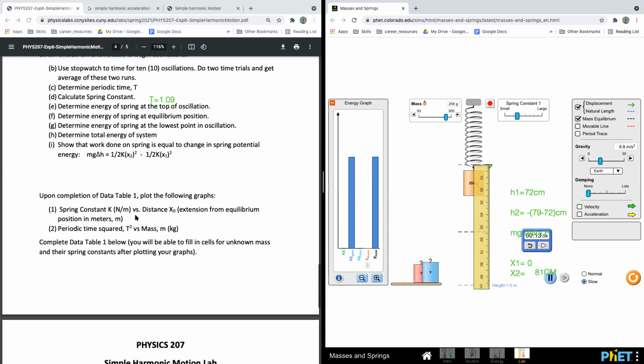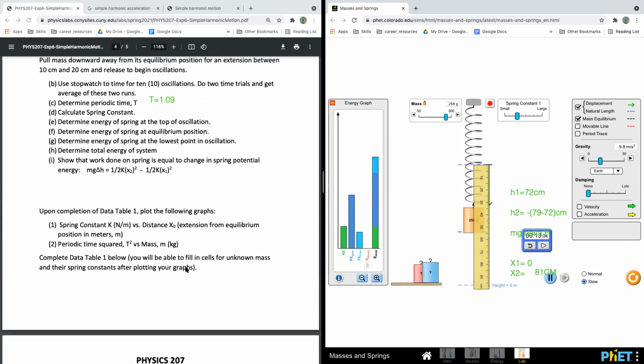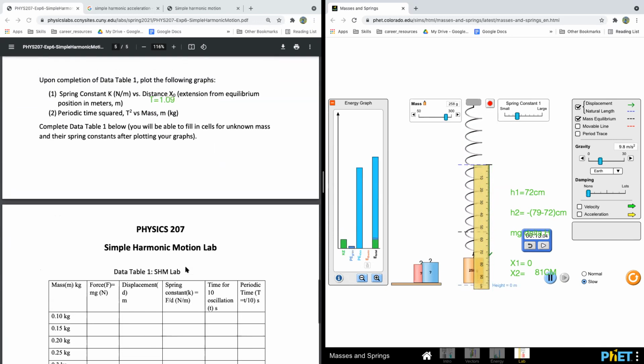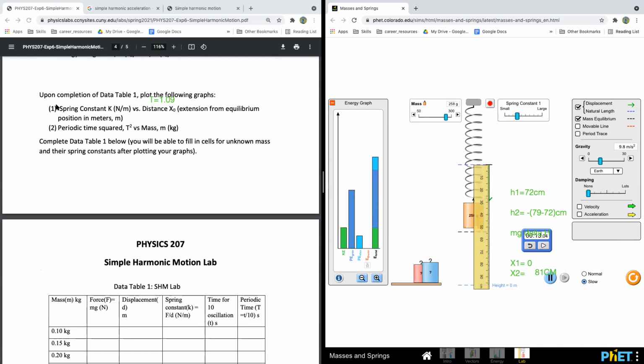Thanks. So then we can make the final table. You try to complete this table and draw two graphs. One is spring constant versus the distance. Another is periodic time squared, t squared, versus mass.